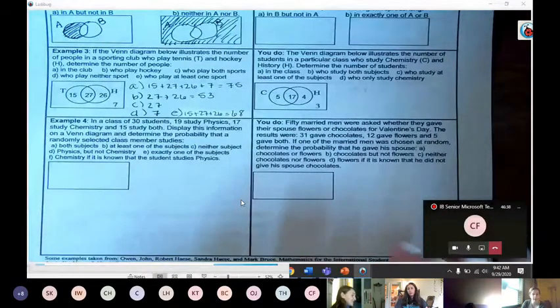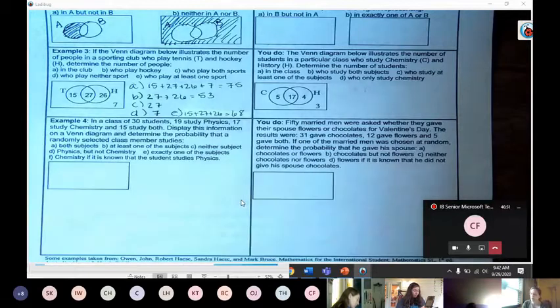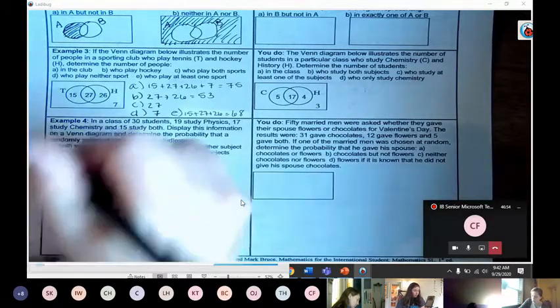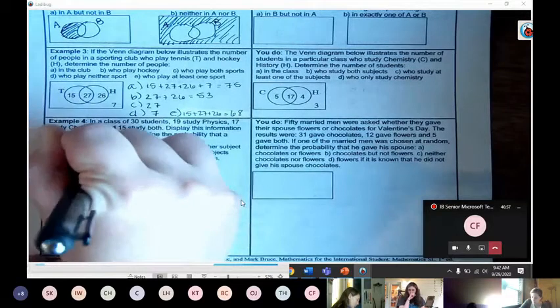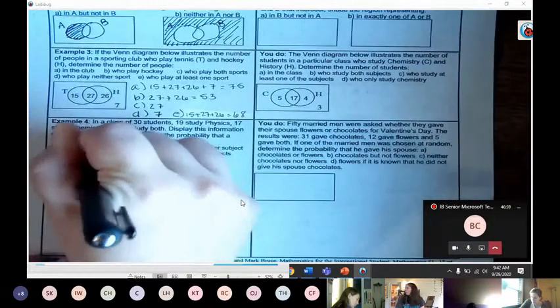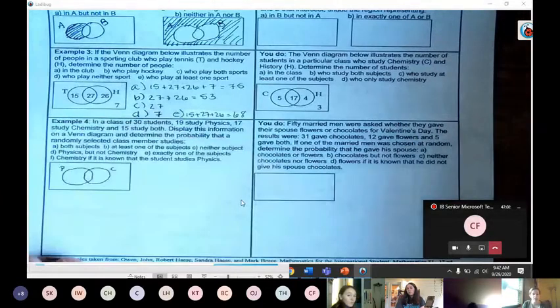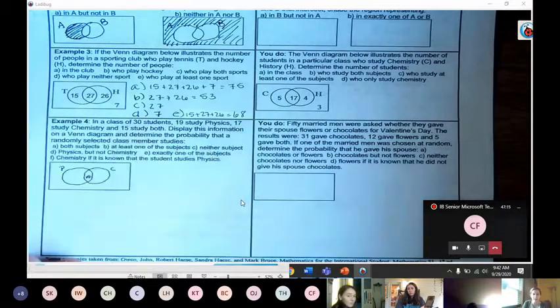In example 4, it says in a class of 30 students, 19 study physics, 17 study chemistry, and 15 study both. Display this information in a Venn diagram and determine the probabilities below. Okay, so first let's draw our Venn diagram. We need a circle for physics, a circle for chemistry. It says 30 total students. 19 total study physics, 17 total study chemistry, and 15 study both.